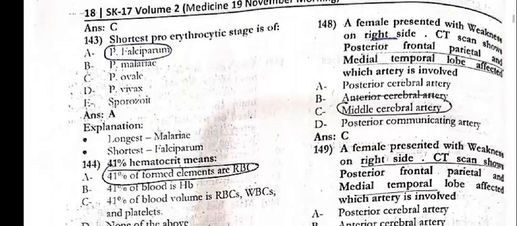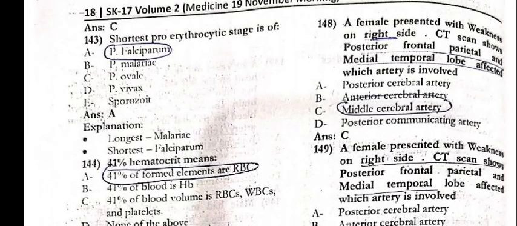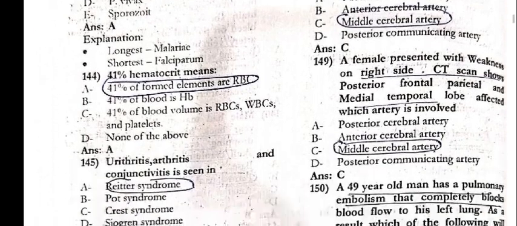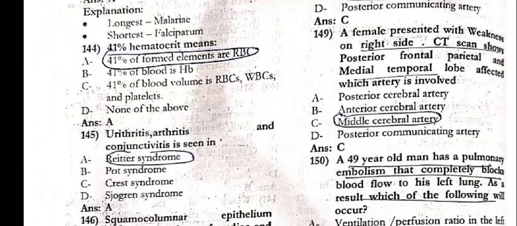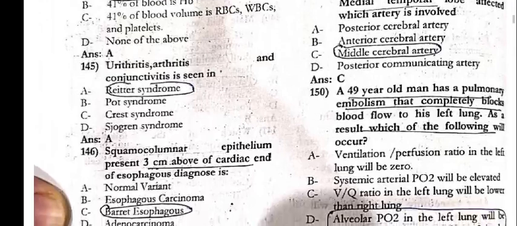Next, 148. The female presented with weakness on the right side. CT scan shows the posterior frontal, parietal and medial temporal lobe affected. Which artery is involved? The middle cerebral artery. 149. The female presented with weakness on the right side. CT scan shows the same lobes affected, the middle cerebral artery.